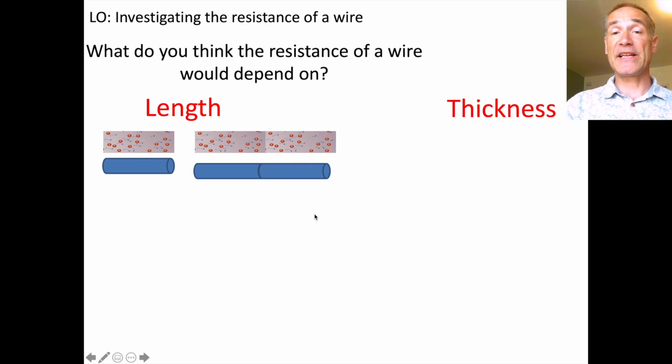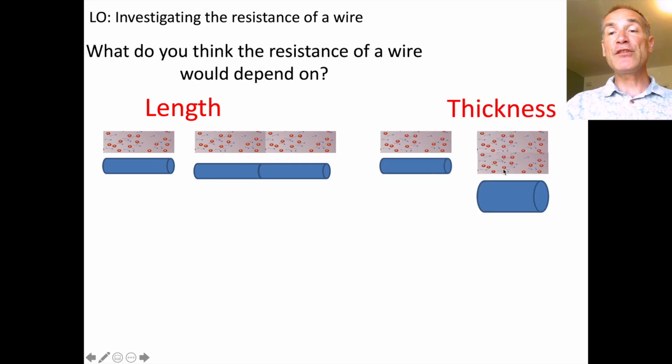Now, another thing it depends on is the thickness of the wire. So if you double the thickness of the wire, you can see we've got double the amount of electrons in this part here. We've got double the area for them to flow through. So actually we can get double the number of charges passed, which means the resistance halves. So the thicker the wire, the lower the resistance.